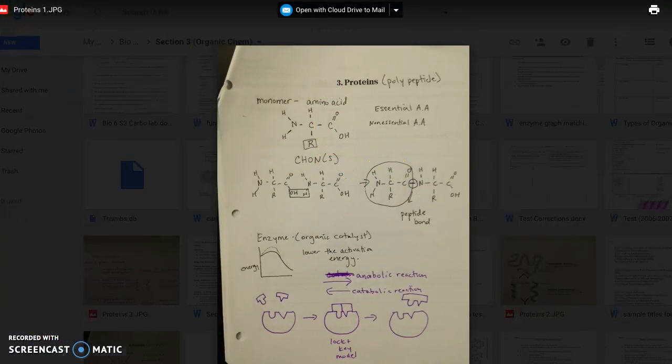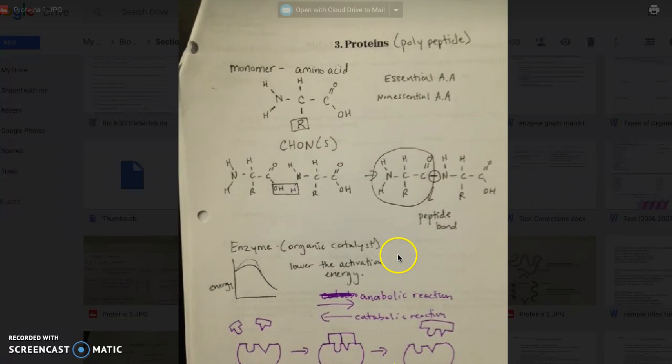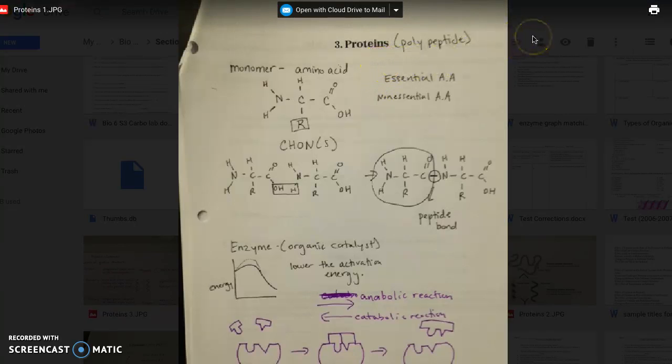Hey guys. So what we're going to learn about today is this idea of proteins. It's the third of the macromolecules. We've thus gone through carbohydrates, we've done lipids, and now we're into proteins. And proteins is going to be one of the tougher ones.